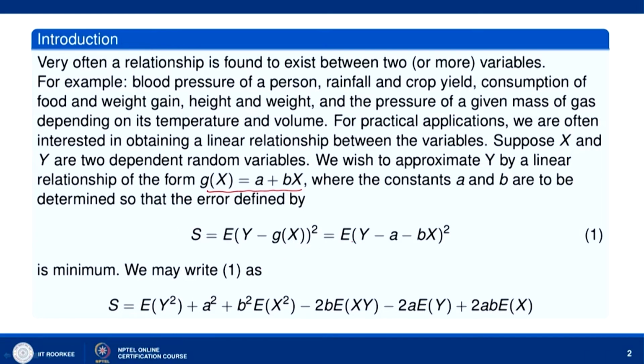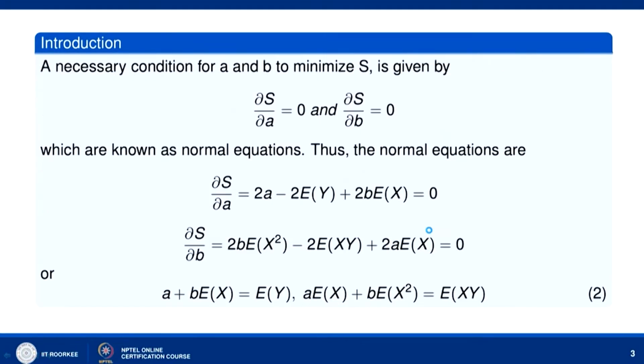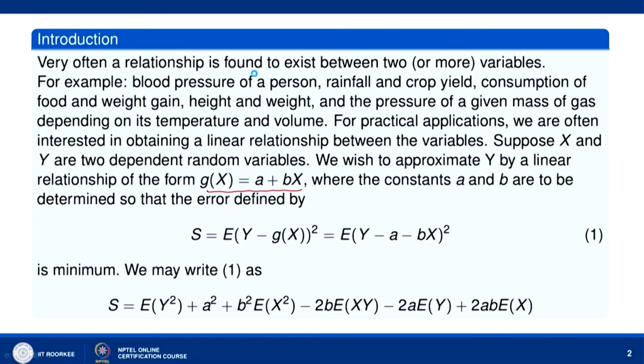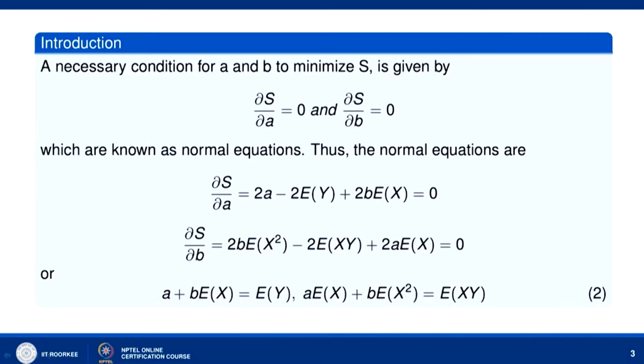So, we may write this equation 1 as S equal to E[y square] plus a square plus b square into E[x square] minus 2b E[xy] minus 2a E[y] plus 2ab E[x]. Now, a necessary condition for a function of two variables, say here they are a and b, you can see we want to minimize S, a function of two parameters a and b. So, in order for S to be a minimum, we must have the partial derivative of S with respect to a equal to 0 and partial derivative of S with respect to b equal to 0. These two equations are known as normal equations.